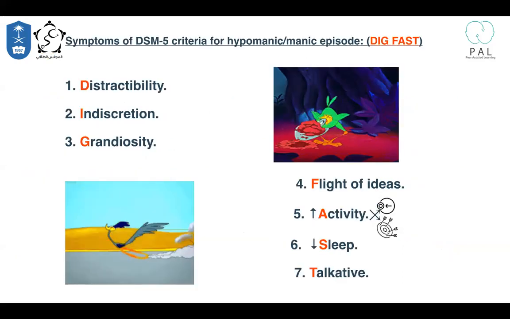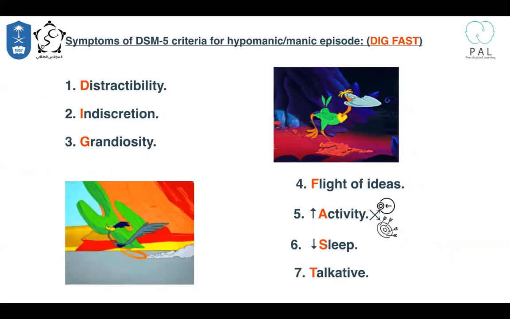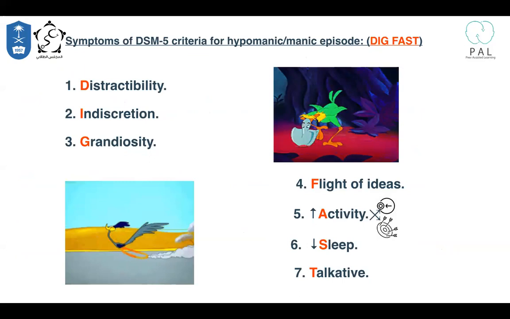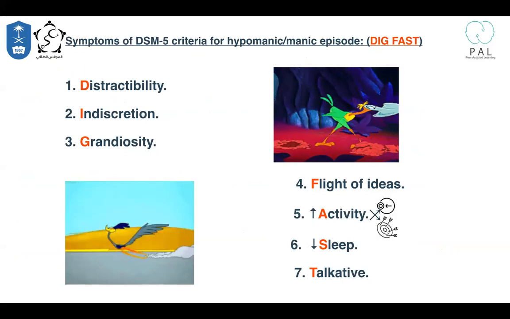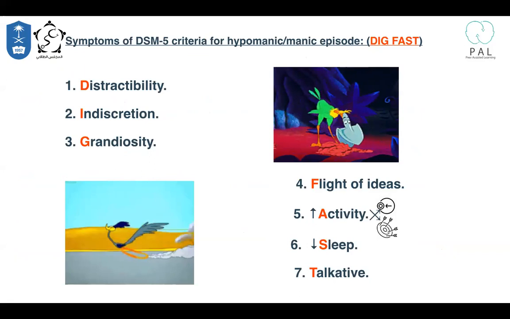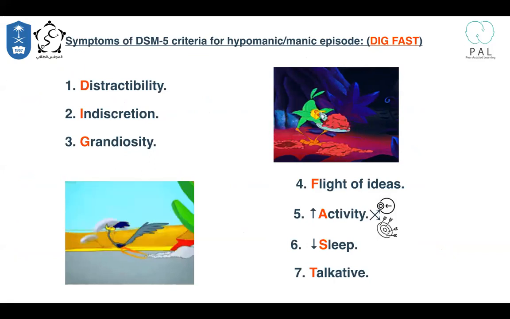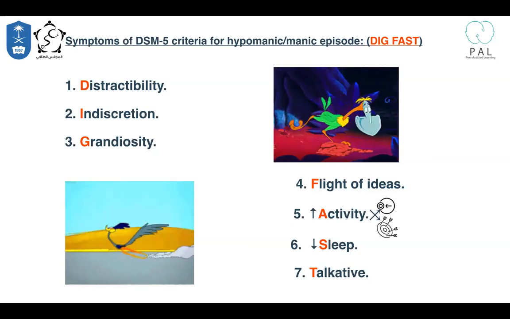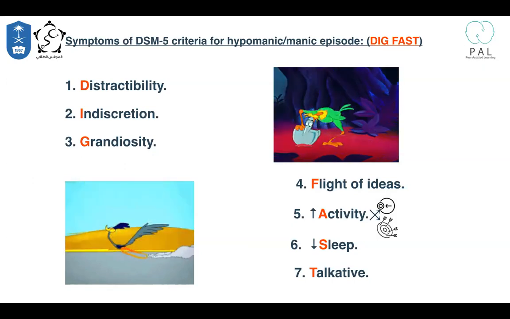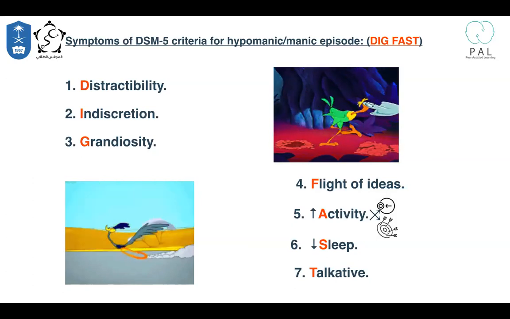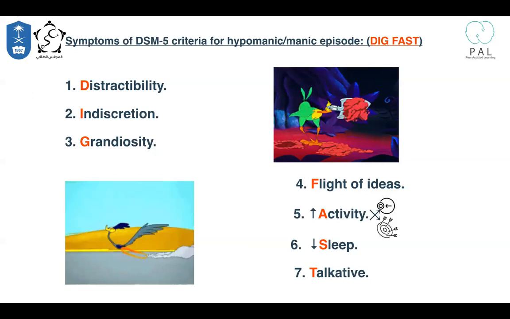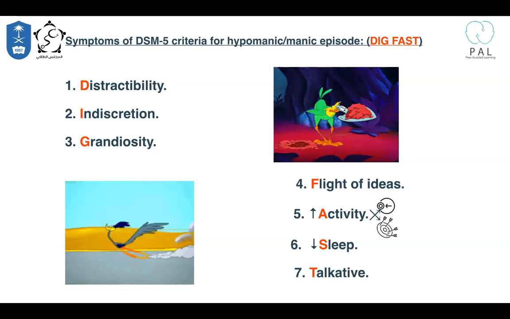طيب, what are the symptoms according to DSM-5؟ عندنا 7 symptoms. You can memorize it by the mnemonic DIG FAST. So D, distractibility, التشتت بسرعة. I, indiscretion أو تهور, recklessness, يعني they do action without thinking of consequences. طيب, G for grandiosity or inflated self-esteem. F for flight of ideas, يعني يتكلمون فكرة ورا فكرة وكلهم أفكار غير كاملة لكن مرتبطة.